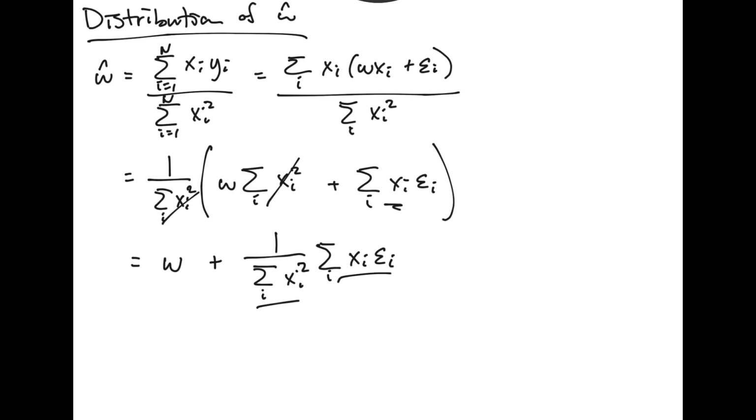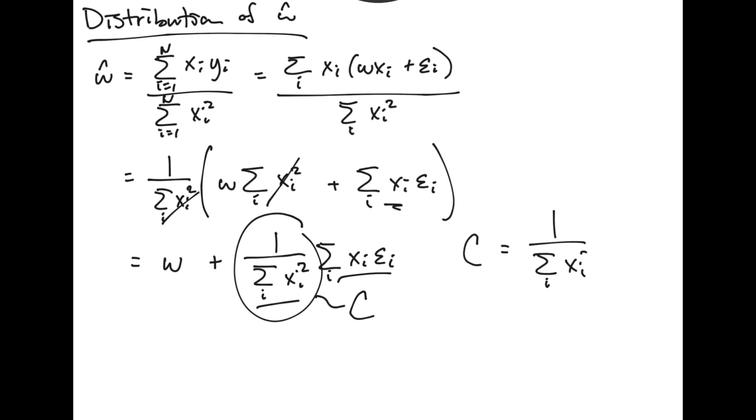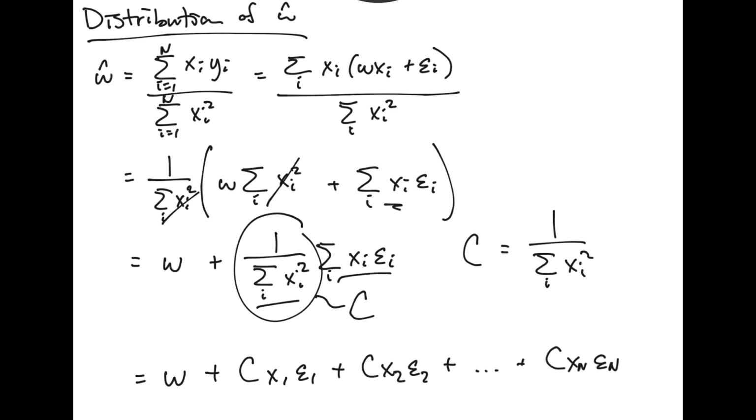All right, so the next thing we're going to do is say this is equal to a constant called c. So c is equal to 1 over the sum over i of x sub i squared. And doing so, we can see that our w hat can actually be written very simply. It's just w plus c, and we can expand the sum too. So we'll say x1 epsilon 1 plus c x2 epsilon 2 plus dot dot dot plus c xn epsilon n.